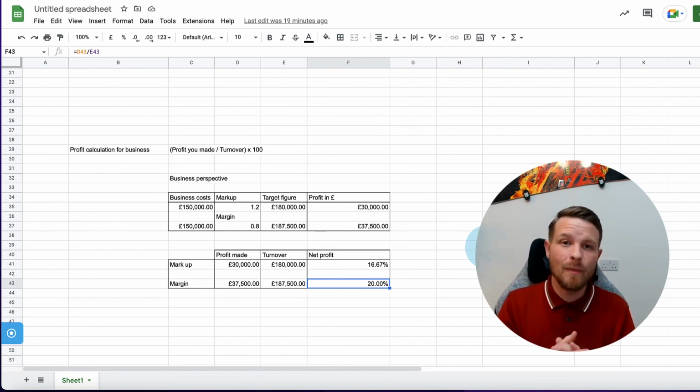So if you are using the markup method, ditch it. Memorize this method and start making use of the margin method instead. And I guarantee you, you are going to make more money.